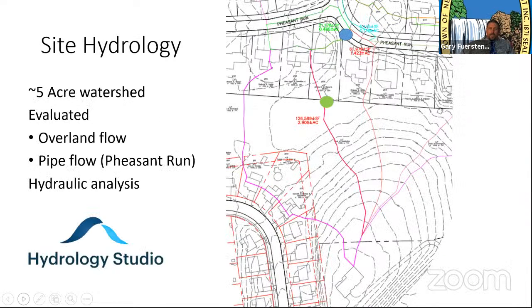Next slide, please. We had looked at the site hydrology using our design point as the blue dot out here in the street. This is a catch basin. The green dot is also a design point that we had used. This is where the water would leave the town parcel and flow across the private properties. The area that we analyzed is about a 5-acre watershed. We evaluated overland flow, meaning water that's just flowing across the ground surface, as well as water in the pipes, the extensive piping network that's in Pheasant Run. We did that using a hydraulic analysis using software called Hydrology Studio. Next slide.